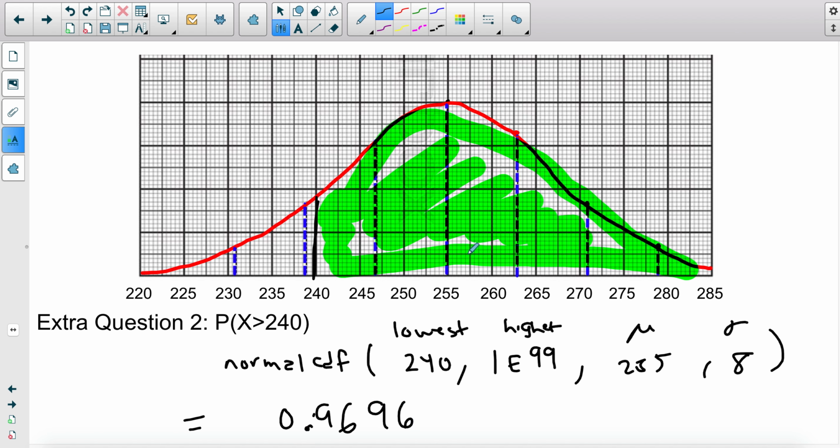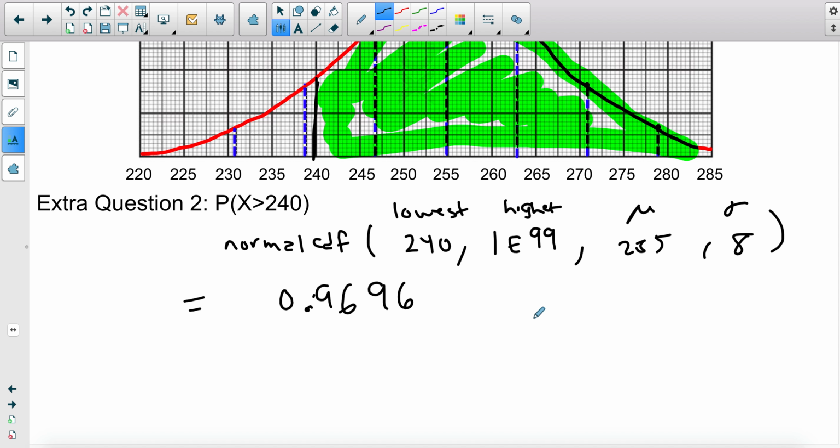0.9696, which makes sense. It's quite a big area, so 0.96 is very close to 1. And so you can also round or write it in percentage, so you have 96.96% if you want to.